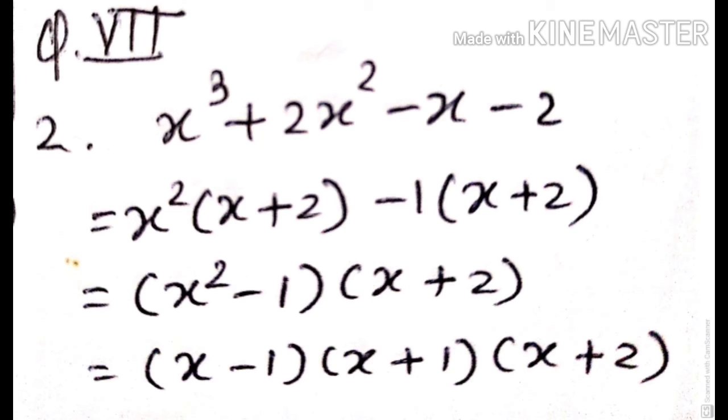Now x square minus 1 is again split as x minus 1 times x plus 1, and the remaining bracket x plus 2 we carry forward. So likewise you can solve.